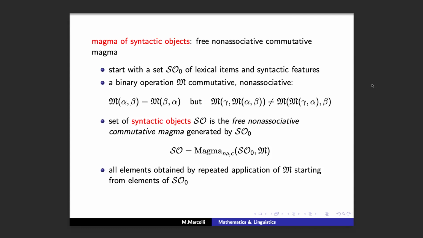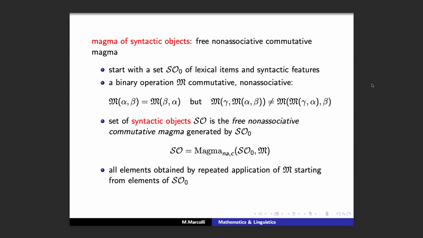So why free? One more question. If you're talking about constraints and so on, and then you're letting it just be a free magma, then it's just like saying it can be anything, right? It doesn't matter how you combine the lexical items and syntactic features. You mean if you also allow n-ary operations? I mean to say you've chosen this subcategory of magma. It's free, non-associative, commutative.